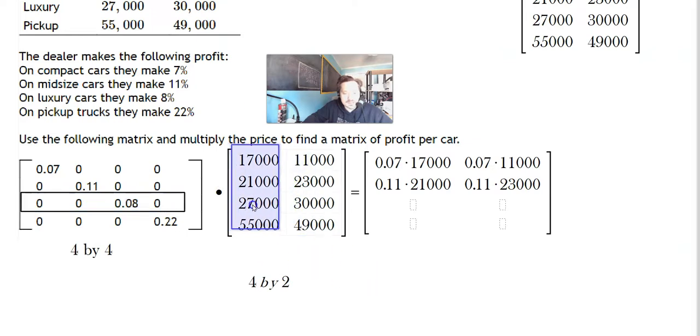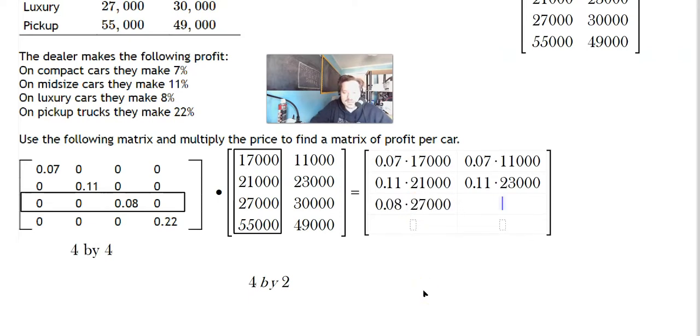You reset the column. All right, and now we are lucky again because the 0 and the 0 multiplied to the 17 is 0. 0 to the 21 is 0. The 0.08 to the 27,000 is not 0. So you're going to have 0.08 times 27,000. And then you're going to have at the end, let's see here, the 0 times the 55,000 is irrelevant, 0.